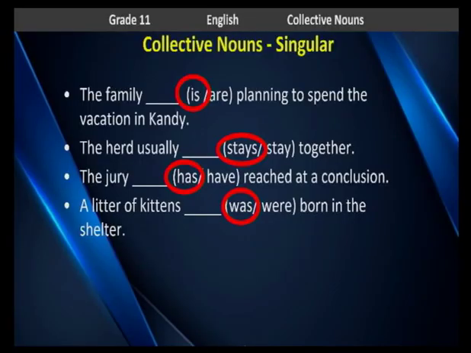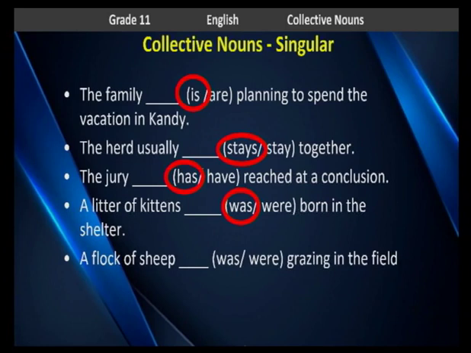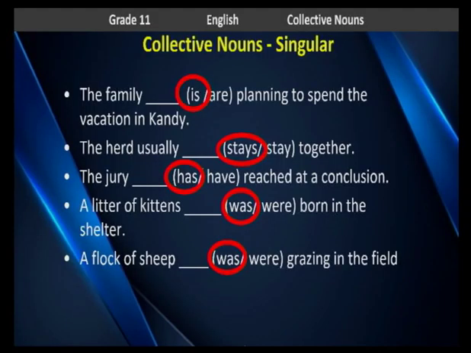So a litter is considered a singular noun, so it should carry a singular verb. A litter of kittens was born in the shelter. The next example also can be described in the same way. A flock of sheep was grazing in the field. So according to these 5 examples, I think our children can understand that collective nouns stand as a single unit, so they should be considered as singular nouns.